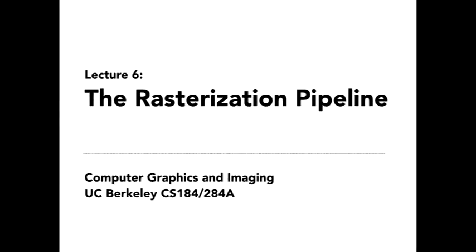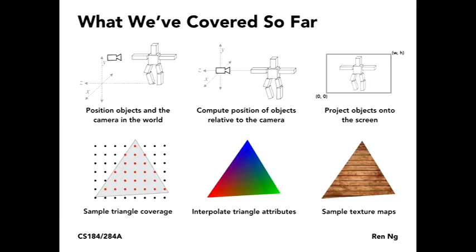Let us move on to talk about the rasterization pipeline. Okay, so what have we covered so far in the class? We've talked about how we can position objects and the camera in the world. So far, we've only talked about geometry as basically triangles in 3D space, triangle meshes.